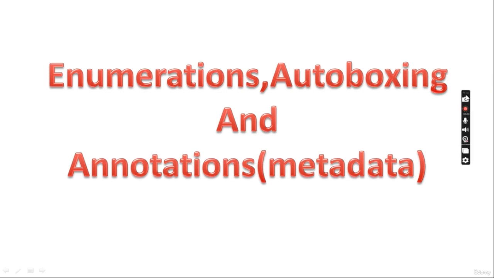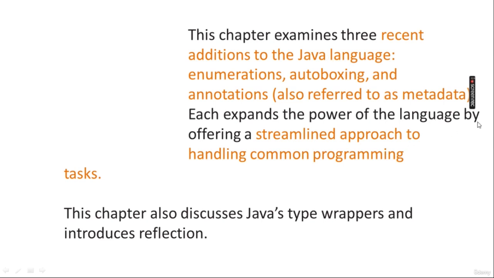Hello friends, today we are going to start with the new chapter, that is enumerations, autoboxing and annotations, that is metadata. This chapter examines three recent additions: enumerations, autoboxing and annotations, which is also called metadata, that is data about data, and it offers a streamlined approach to handling common programming tasks. This chapter will also tell you about Java's type wrappers, that is type converters, and introduces reflection.